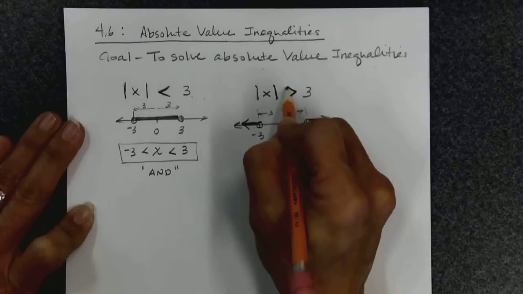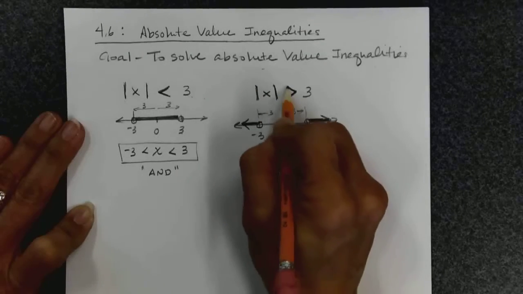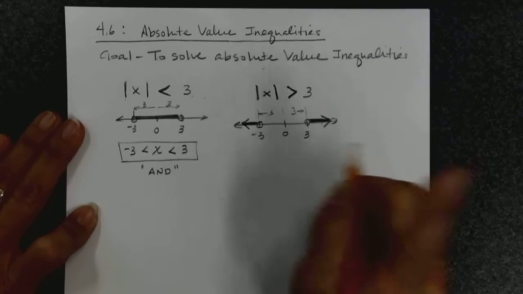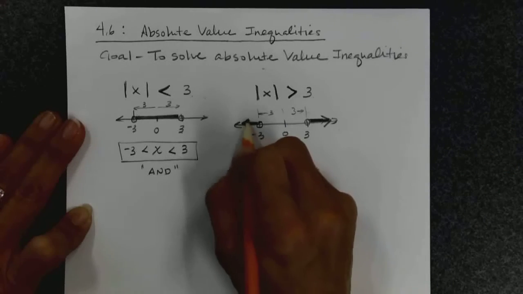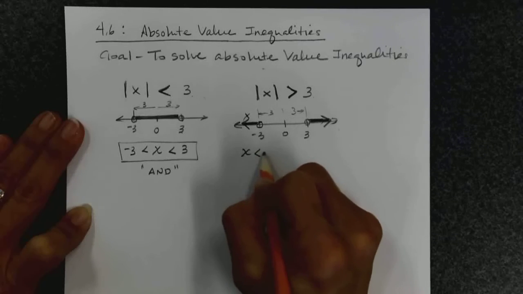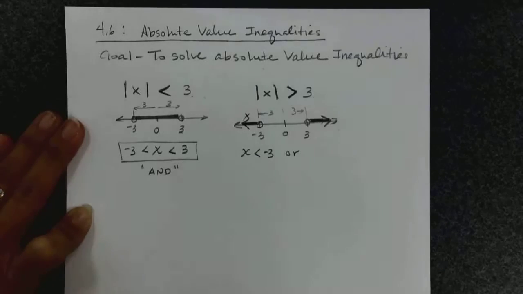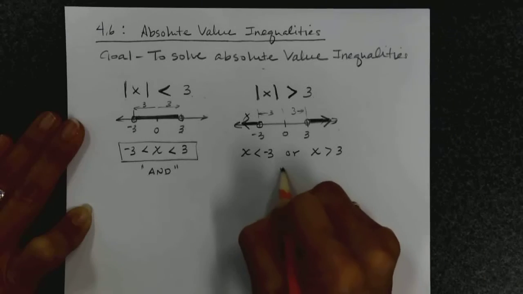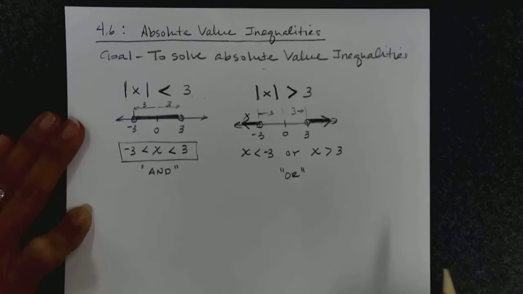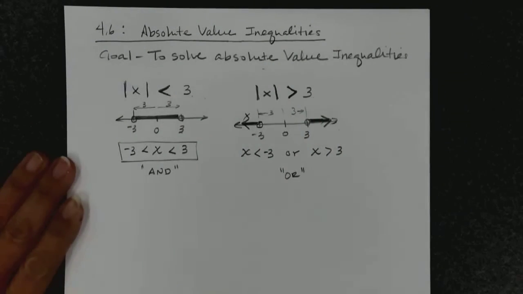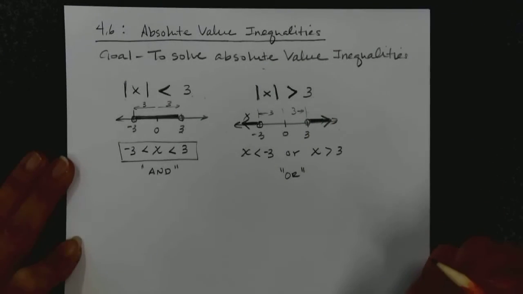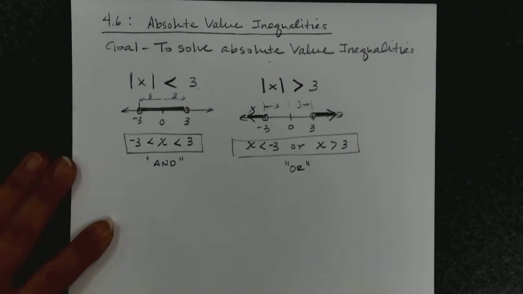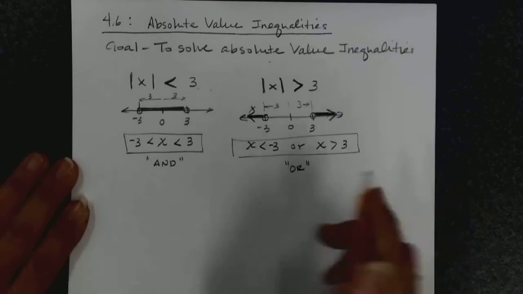So if I had an inequality, the absolute value of x, with a distance greater than 3, then I could express this as an OR compound. So this would be represented as x is less than -3 or x is greater than 3. So this is an OR compound inequality when I'm looking for distance greater than 3, or greater than or equal to. So this is what we're going to be doing to solve absolute value inequalities.